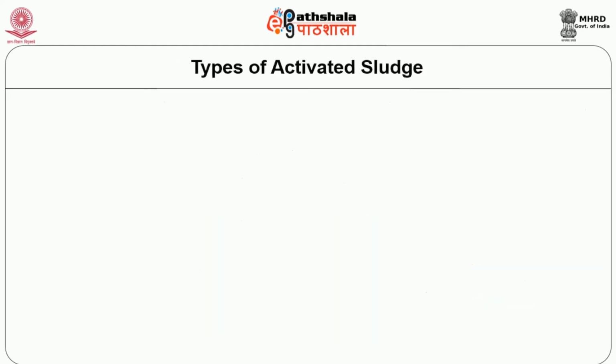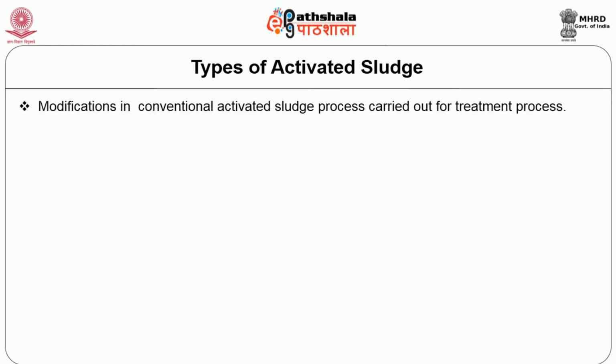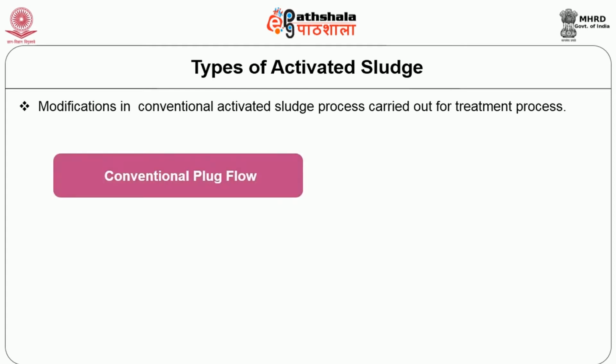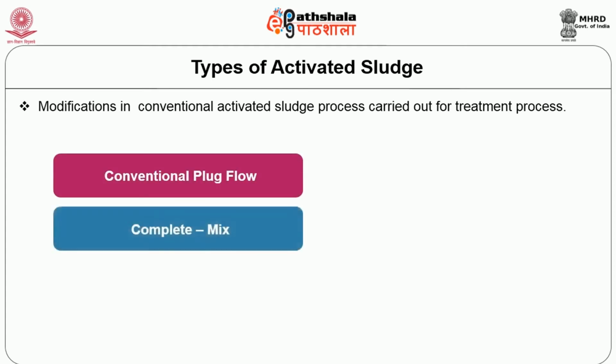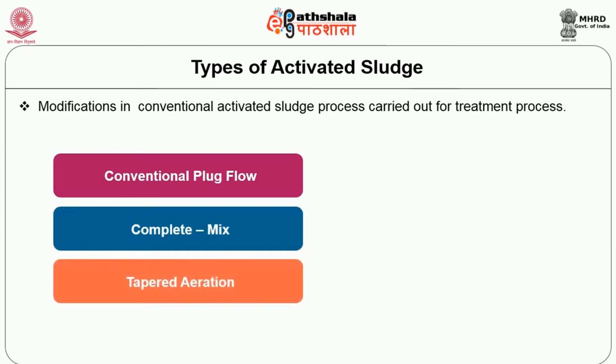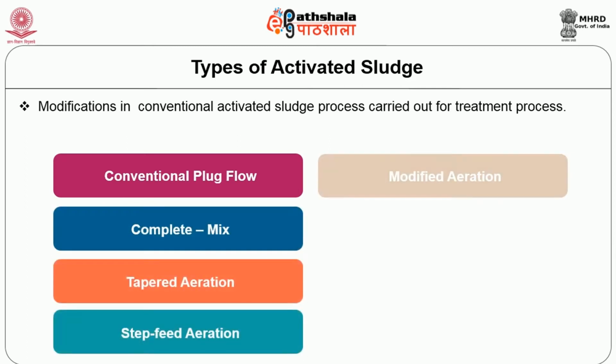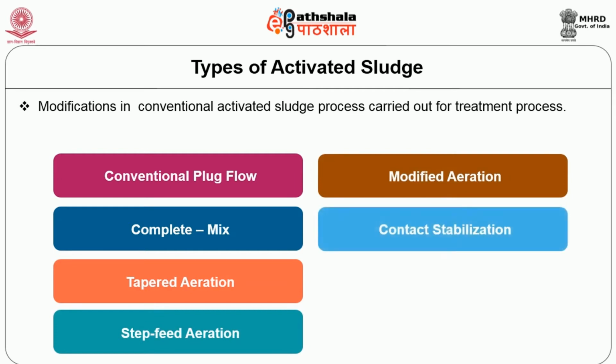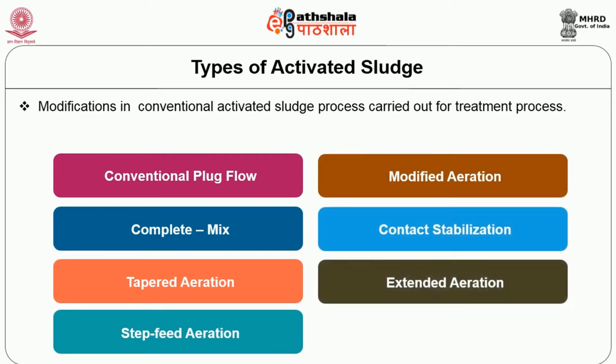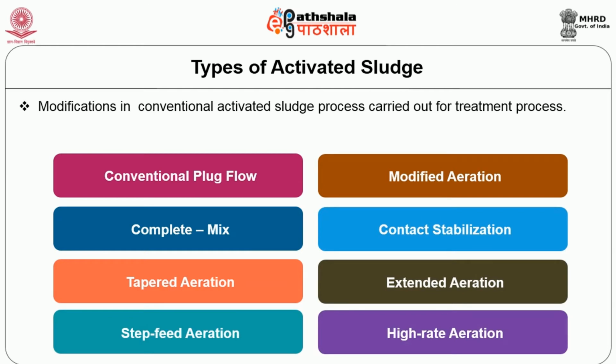And coming to the types of activated sludge, many modifications in the conventional activated sludge process are carried out so that it addresses specific treatment needs. Among the different types, we have the conventional plug flow, complete mix, tapered aeration, step feed aeration, modified aeration, contact stabilization, extended aeration, and high rate aeration.